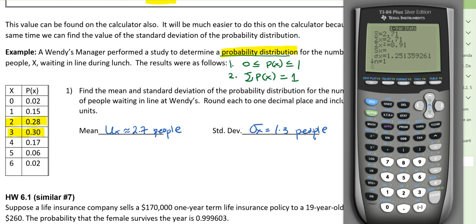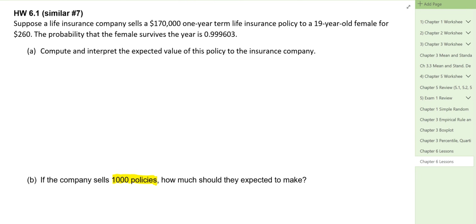Now let's look at another example. In the next example, I'm going to go over finding the mean using a table which is computed by hand. This is question number 7 of homework 6.1. This is one of the questions requested by students.